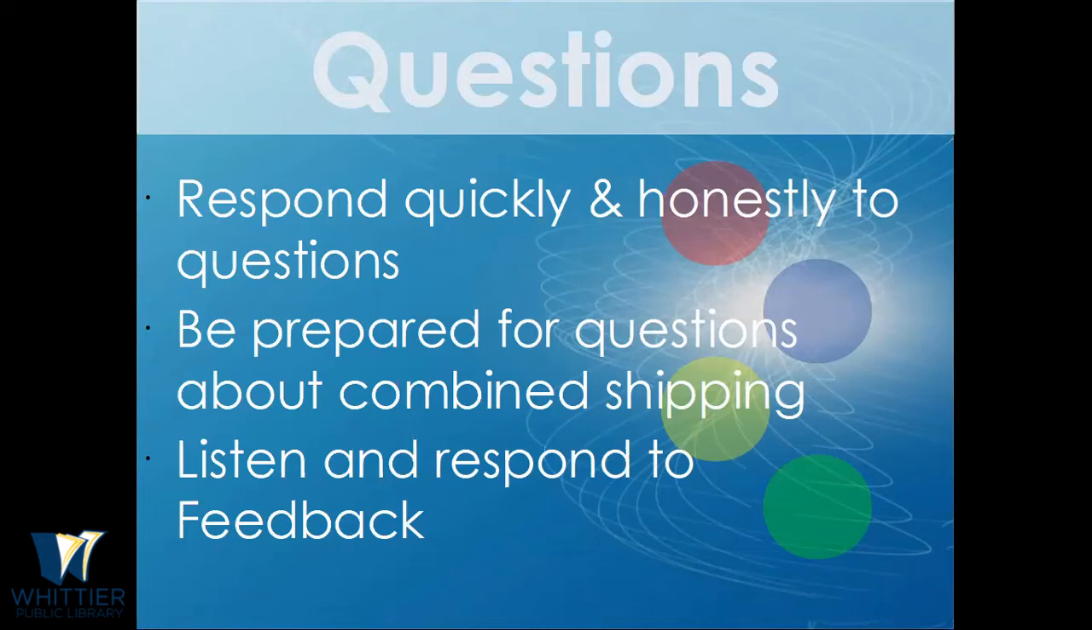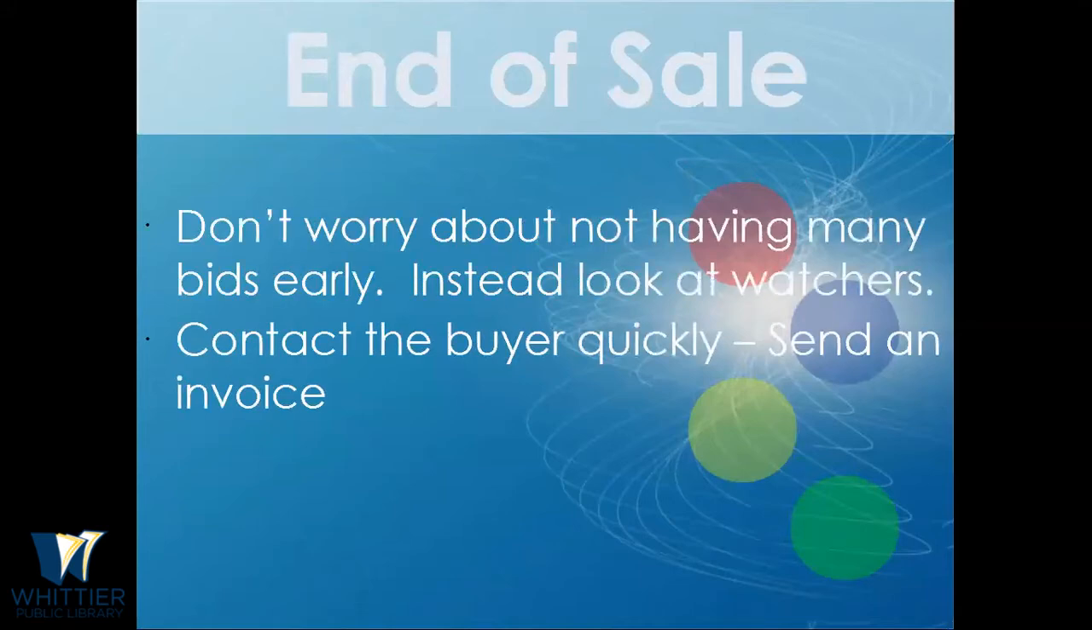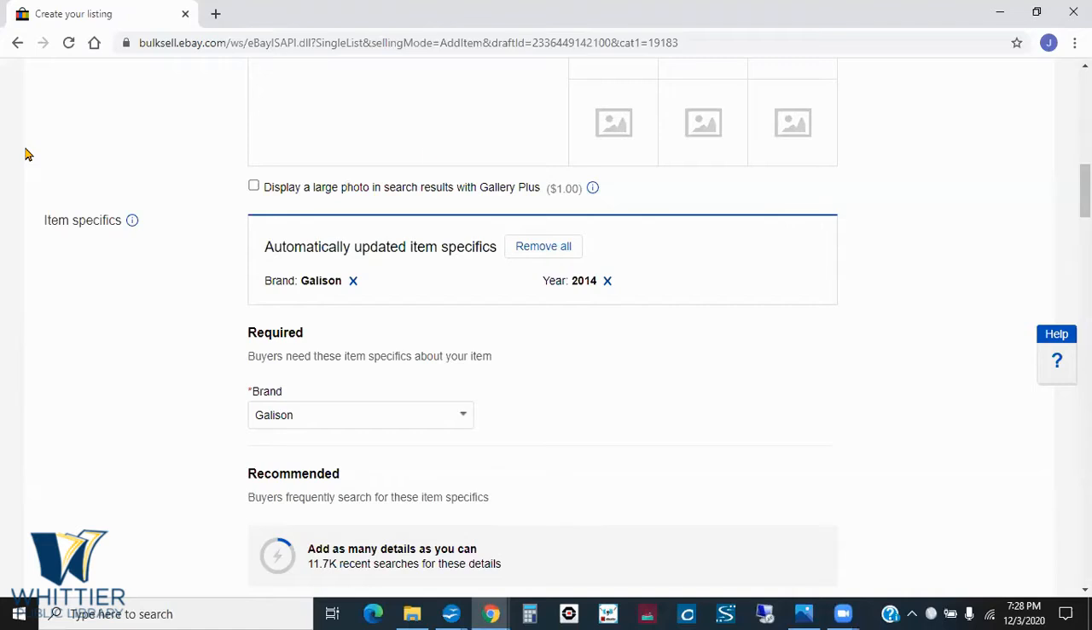So, at the end of the sale, one thing I wanted to say: if you're auctioning something, don't worry too much about not having a lot of bids early on. Instead, look at how many watchers you have, and I'll show you how you can do that.